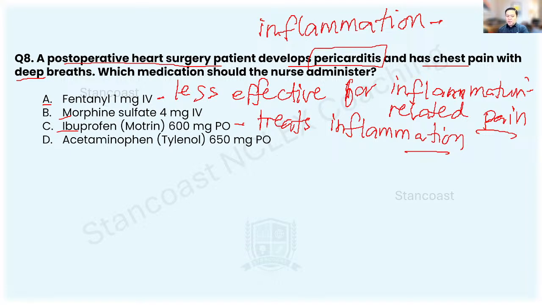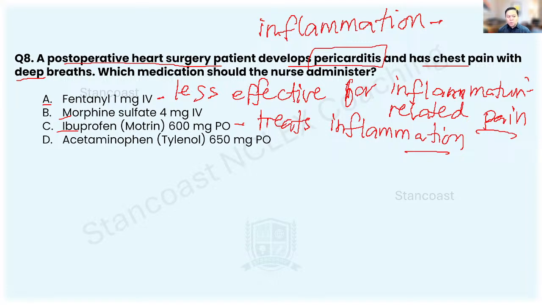And the issue here is the pericarditis. It will treat the inflammation. So we are going to select letter C, ibuprofen. It is going to work. Okay. Fentanyl, morphine, those are opiate medications. Probably they will be treating the immediate pain, but not really treating the inflammation.